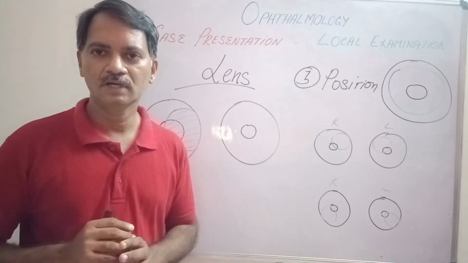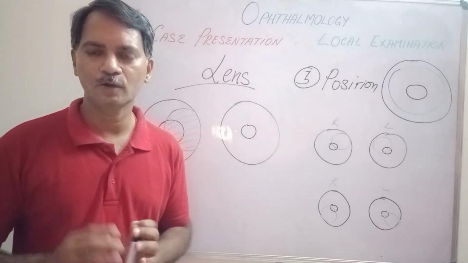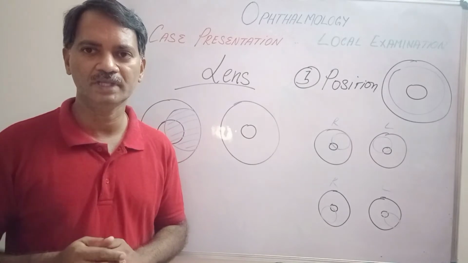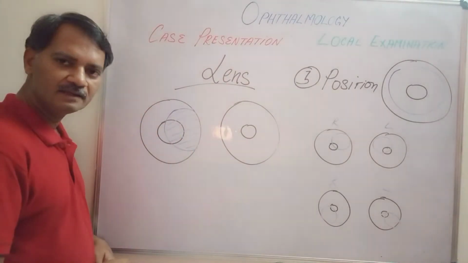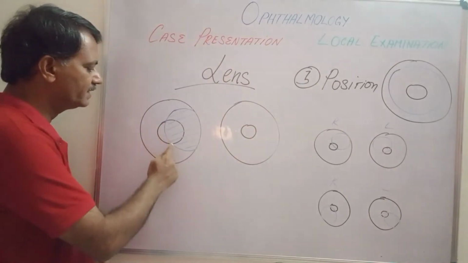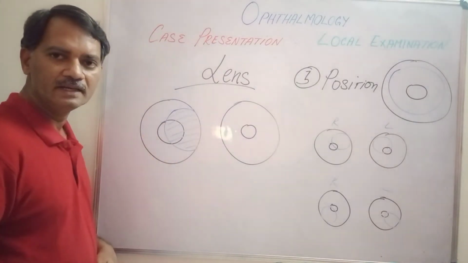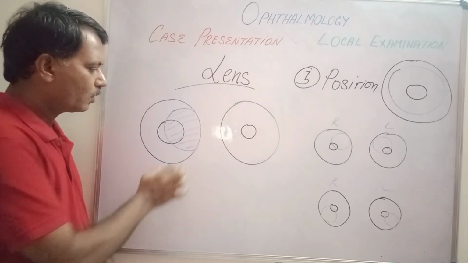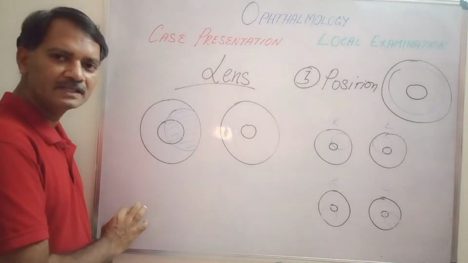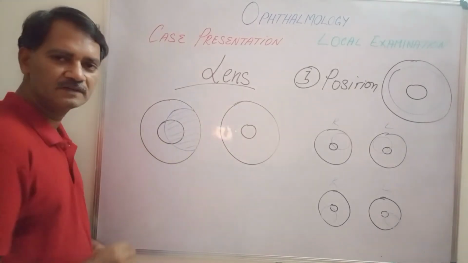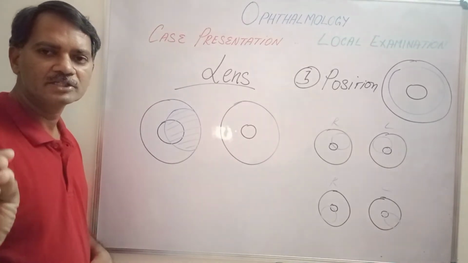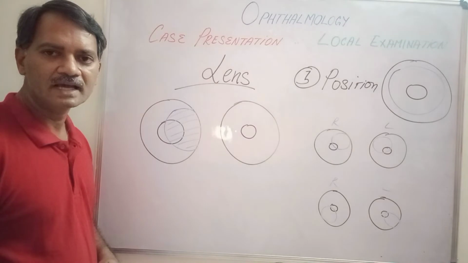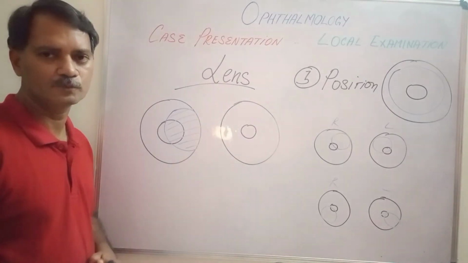Already we have told where the lens is located. We are only seeing a portion of the lens through the pupil. Sometimes while examining the eye, you can see the margin of the lens in the pupillary area. One part of the pupil will have the lens, the remaining portion will not. That is called subluxation of the lens. The lens has partially moved from its position.